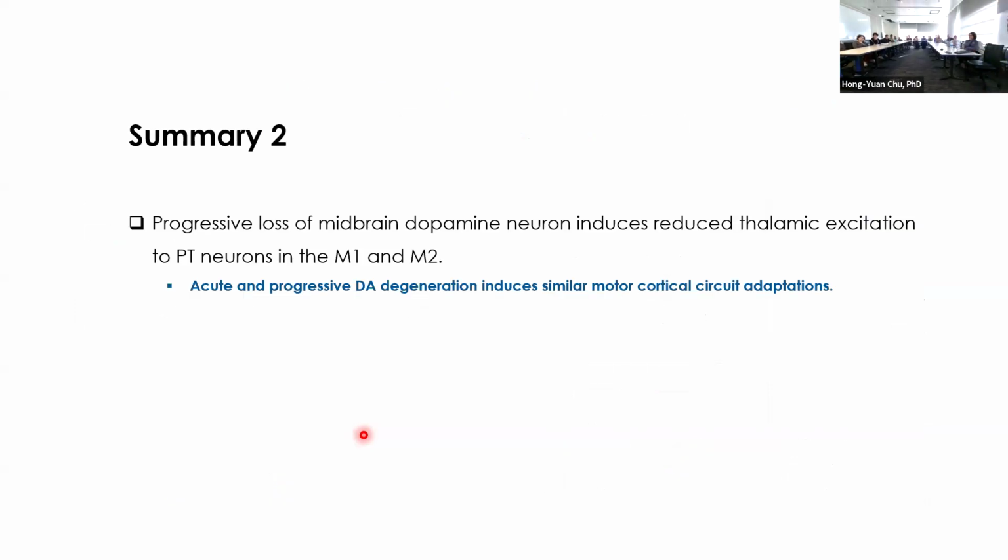So I just want to summarize the information from the mice, and so far, we can basically reproduce the reduced thalamic excitation to M1 and M2 PT neurons using the progressive model of Parkinsonism. The conclusion is that the acute or progressive loss of dopamine induces very similar cortical dysfunction after loss of dopamine. Another one, maybe, regardless of disease progression, the time course of disease progression, cortex may exhibit very similar circuit adaptation in the Parkinsonian state.